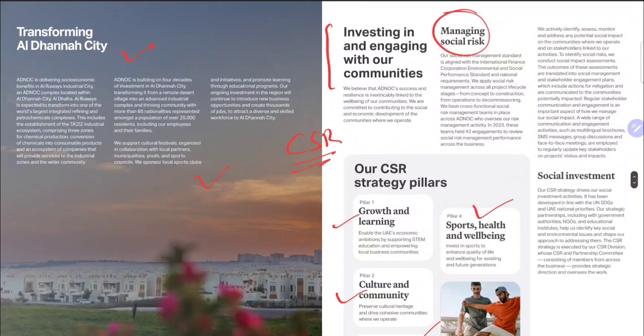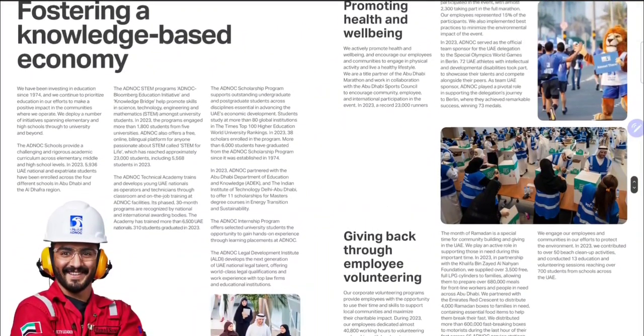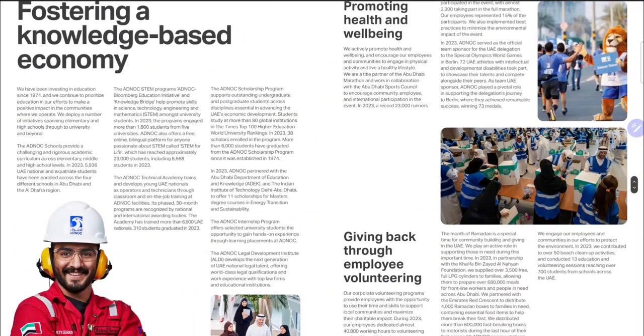How they manage social risk, maybe they have social risk registers, where they have identified social risks and how they tackle them. Those details are available here. Social investment, so CSR investment details are available here. If you see the data for that, the initiatives and actions taken for social responsibility, fostering a knowledge-based economy, what programs they have conducted, maybe you see schools and colleges participation. So different information is available.